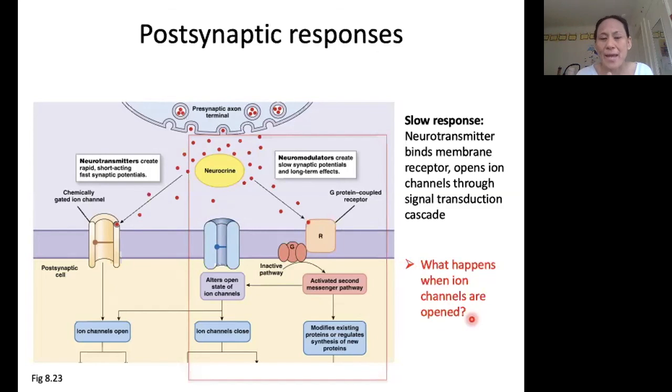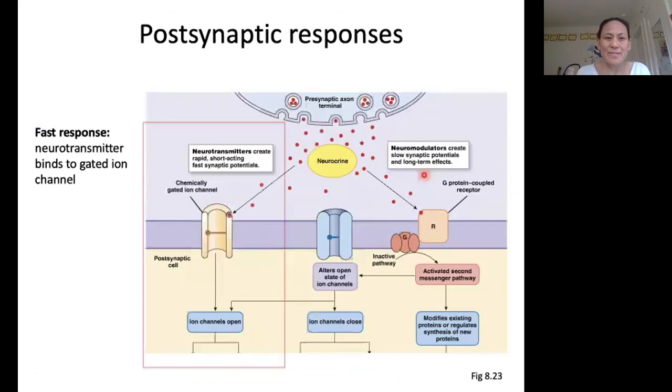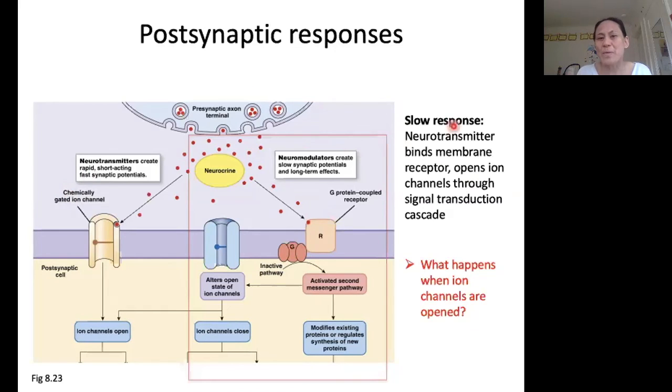Really quickly, I want to mention this slow response is not that slow. So basically, fast response is going to happen within a few milliseconds. Slow response will be more like a couple hundred milliseconds. Okay, so it's still pretty fast.